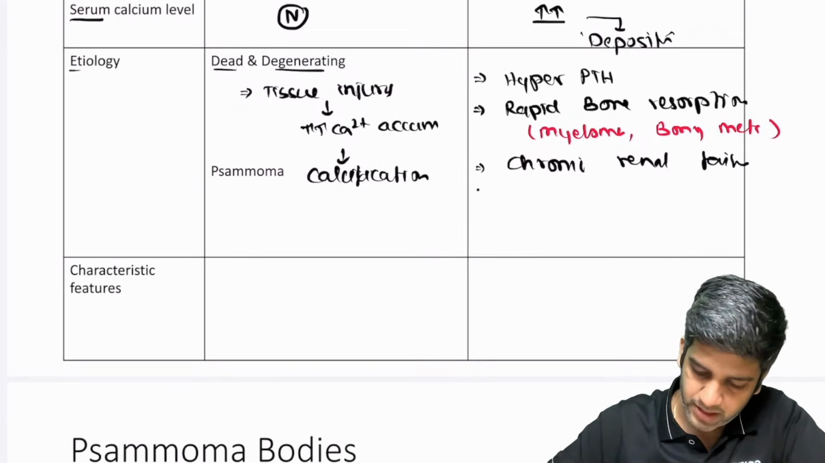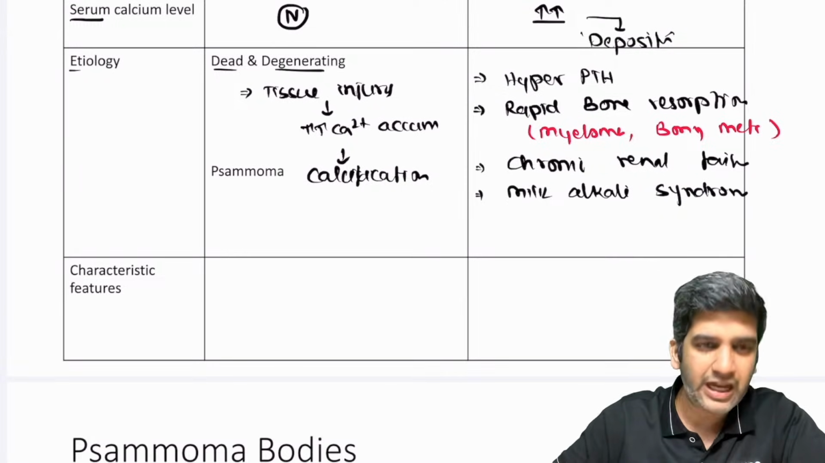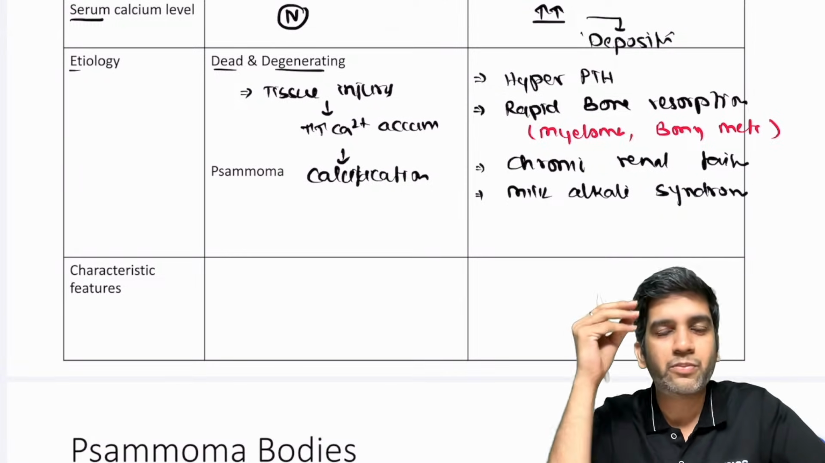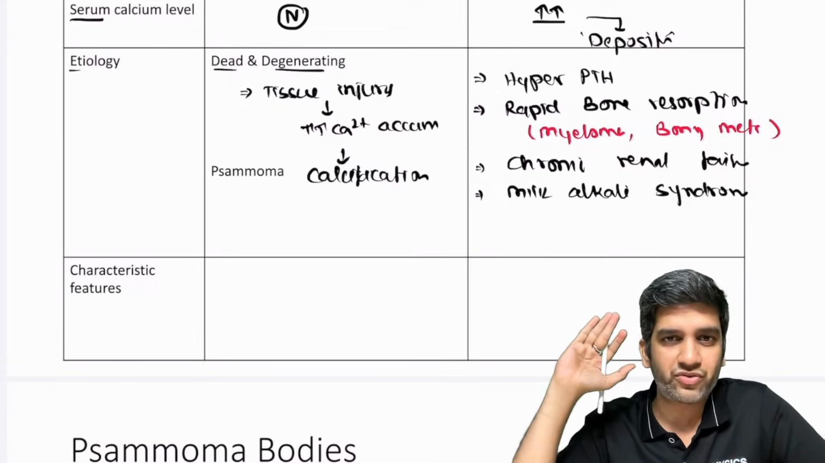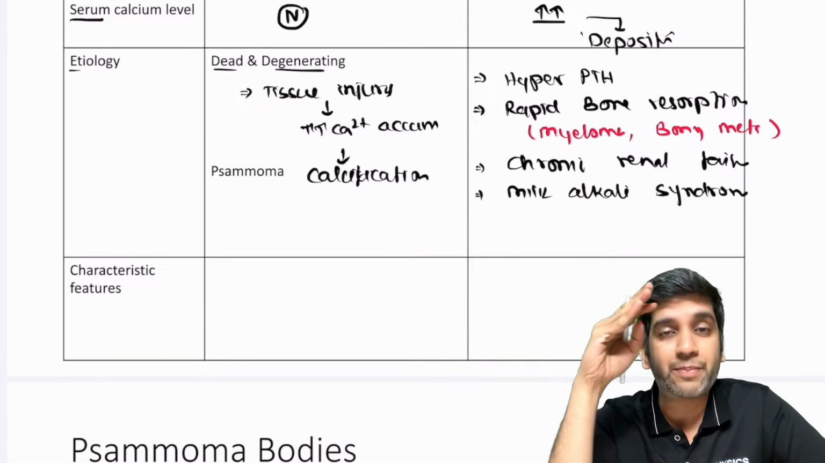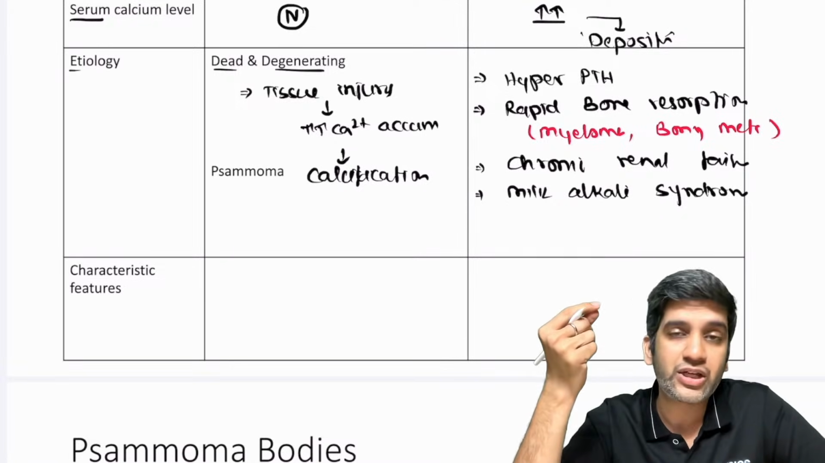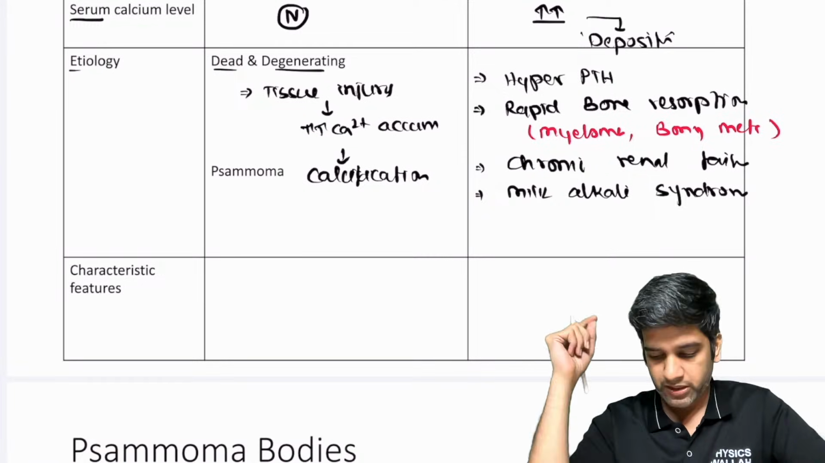Perfect, right? Then rarely we have a few conditions causing it, like milk alkali syndrome. These are again just extra brownie points, but doesn't really matter. If you write the first three, I'll be more than happy. Any pathologist will be more than happy because that will constitute 90-95% of the cases. Otherwise, milk alkali syndrome, Paget's disease, which also is a rapid bone turnover, right? All of them can also cause it. Vitamin D toxicity can also have very high calcium levels, right? That's what happens here.